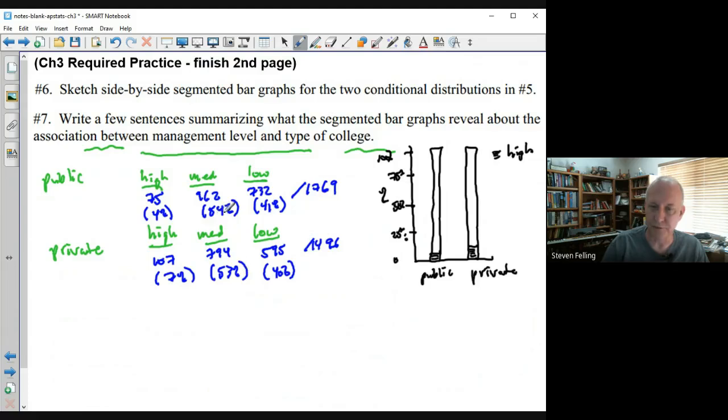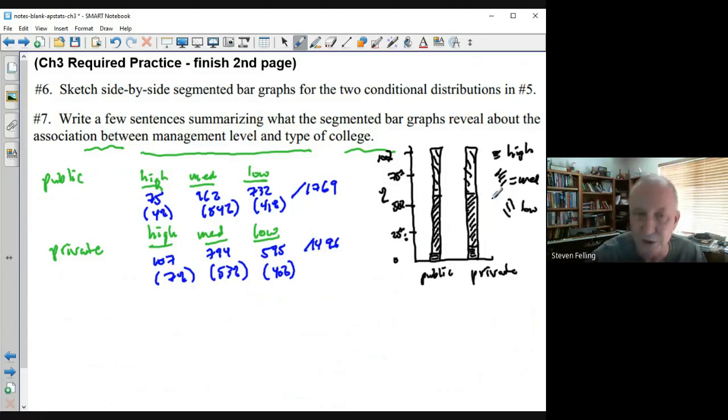Okay, medium was 54% here. If I add that to the 4% that was already there, that's 59%, which would take me up to about here. So like that. Over here, 53 added to the 7% would take me up to about 60. So almost the same. And this is the shading for medium. Okay. And for low, it's the rest. So I'll just use the other diagonal shading for low. Okay, so side-by-side segmented bar graphs for the 2 conditional distributions for number 6. This chart here would be the answer.